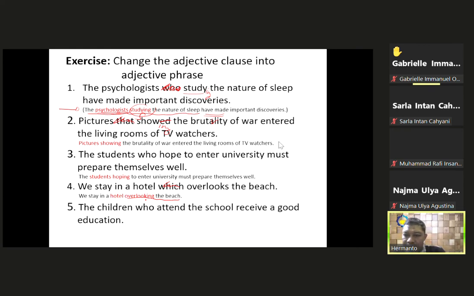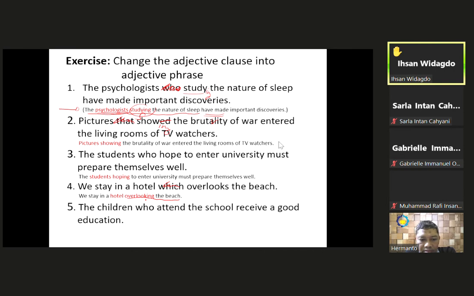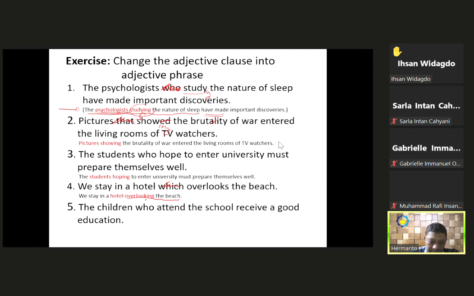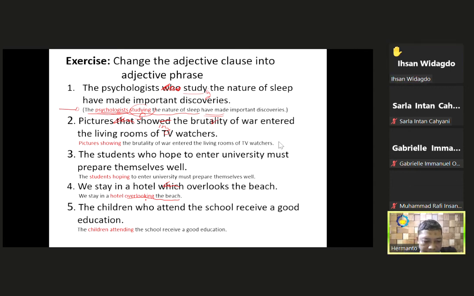And number 5. Anyone else, please? Ihsan. Hello, Ihsan Widakto. The children attending the school receive a good education. Excellent. And what is the subject, Ihsan? The children. And the predicate?